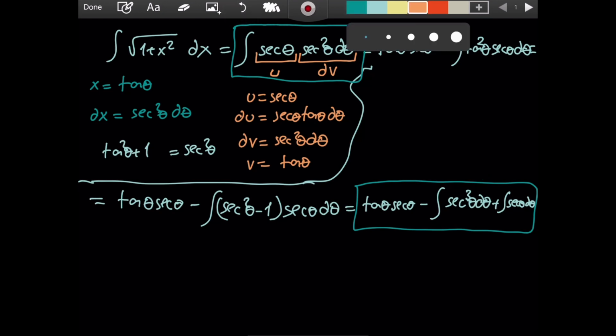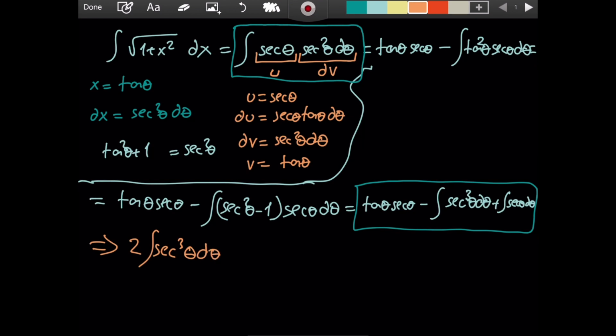So if I add this integral to both sides, what will happen? Well, on the left, we will have 2 times the integral of secant cubed theta d theta, right? On the right, minus and plus, they cancel. That's why we in fact added the integral of secant cubed d theta to both sides. To leave us with this, tangent theta secant theta plus the integral of secant theta d theta. Okay? And if I divide through by 2, we can say this.